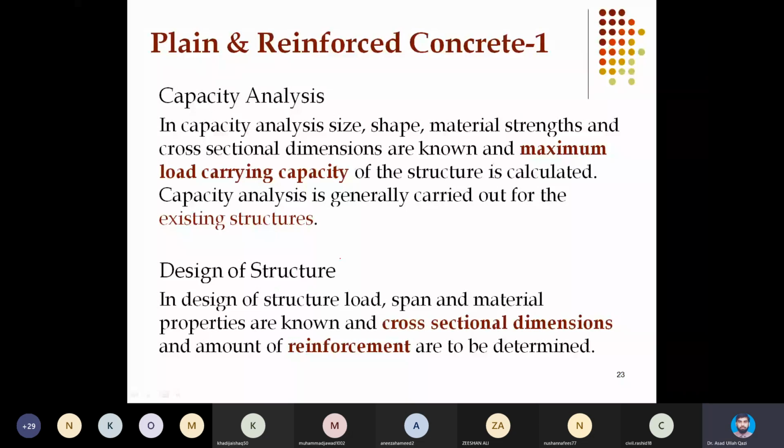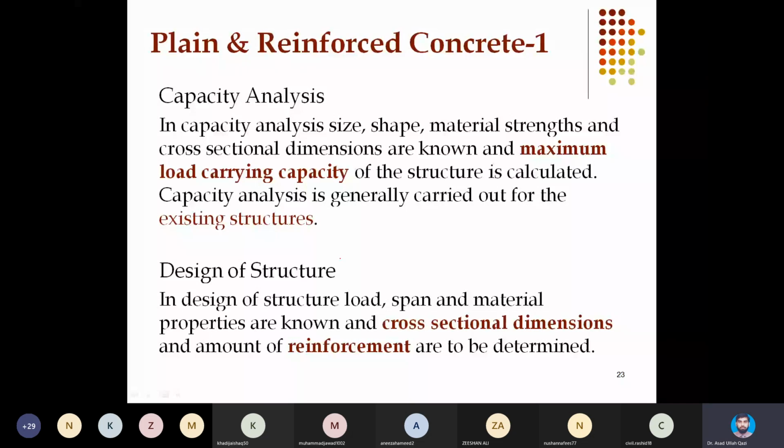Now in PRC1 and PRC2, we will get opportunity not only to analyze a structure, but also to design it. So when we are doing analysis, we are actually trying to find out what is the load carrying capacity of a reinforced concrete structure.